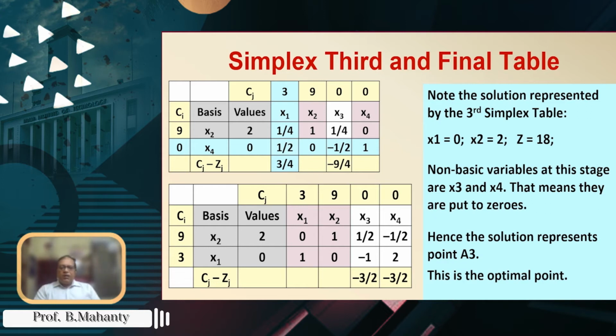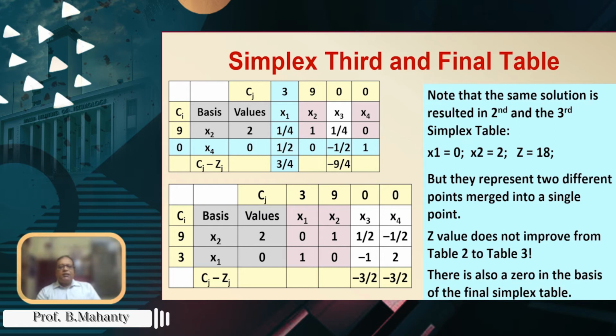So suppose someone asks you what is degeneracy, the answer is very clear: a zero value in the basis. That is degeneracy. How degeneracy is observed in simplex: when there is a tie in the leaving variable in a table, then we know the next table is going to represent a degenerate point. All right, so note that the same solution results in the second and the third simplex tables, but they represent two different points merged into a single point. The z value does not improve from table 2 to table 3. There is also a zero in the basis of the final simplex table. So these are some of the observations.